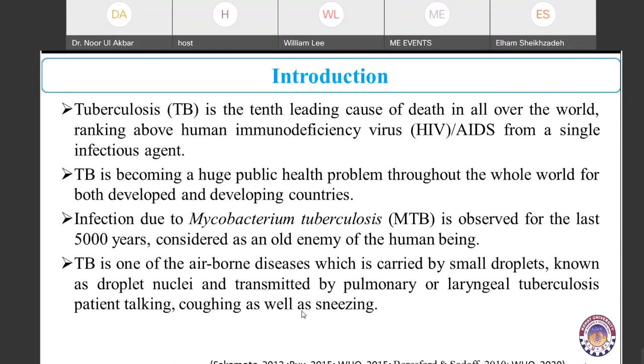Tuberculosis is an airborne disease which is carried by small droplets known as droplet nuclei, in the form of aerosols, and transmitted by pulmonary or laryngeal tuberculosis patients during talking, coughing as well as sneezing.